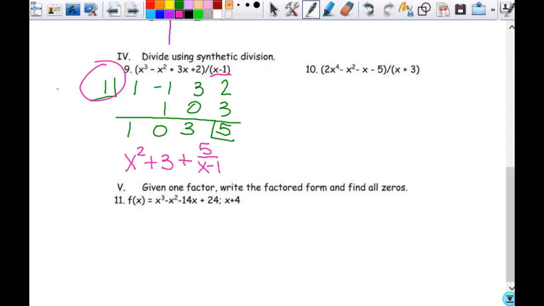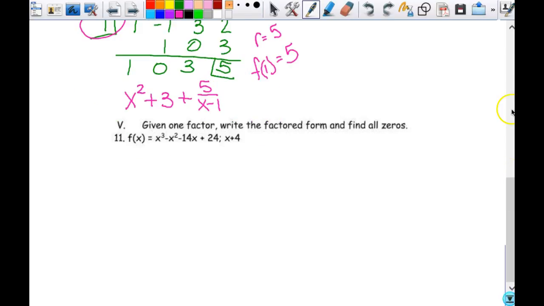Here, x minus 1 is not a factor because I got a remainder. So here, since the remainder is 5, that means f of, not f of 5, but f of 1 equals 5. So basically, I found a point on that graph. It's just not one of the intercepts. Okay, we all good on that? So I think some of us have that a little confused. All right, so then we have 1 factor.